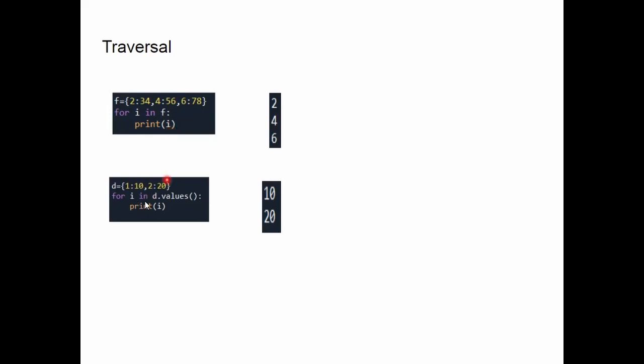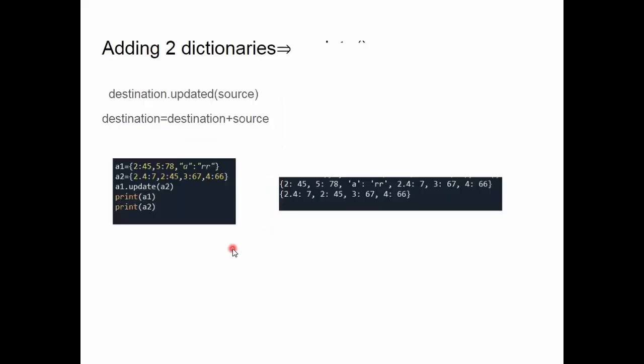Now if you want to display the values, 10 and 20, which for loop am I going to use? For I in D dot values. So how many values are there? 10 and 20. First of all, the value of I will be 10, so 10 will be printed. Next time the value of I will be 20, and 20 will be displayed.